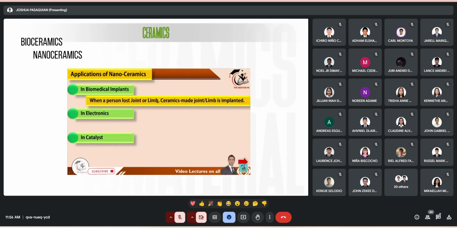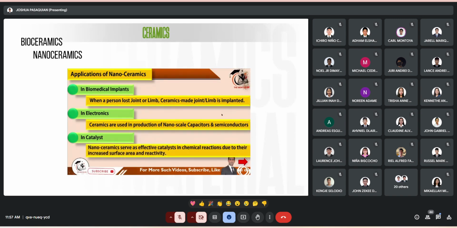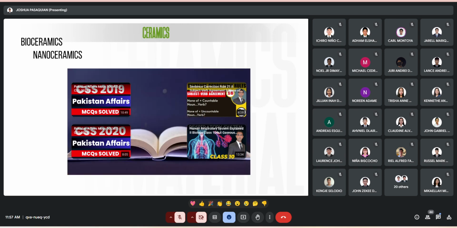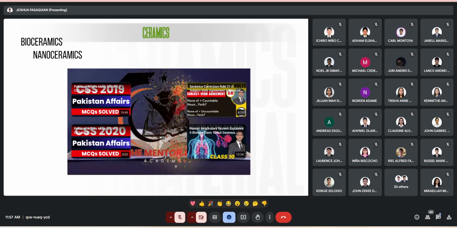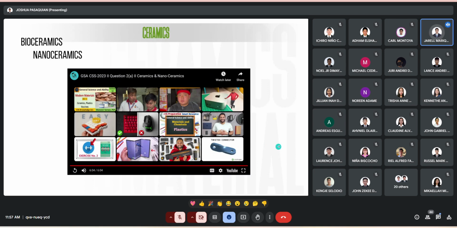When a person loses a joint or limb, a ceramics-made joint or limb is implanted, and it works just like a normal limb or joint. In electronics, ceramics are used in the production of nanoscale capacitors and semiconductors. And in catalysts, nanoceramics serve as effective catalysts in chemical reactions due to their increased surface area and reactivity. So it was all about ceramics and nanoceramics and their applications. Those are the common bioceramics and their applications. Now we will proceed to natural biomaterials.